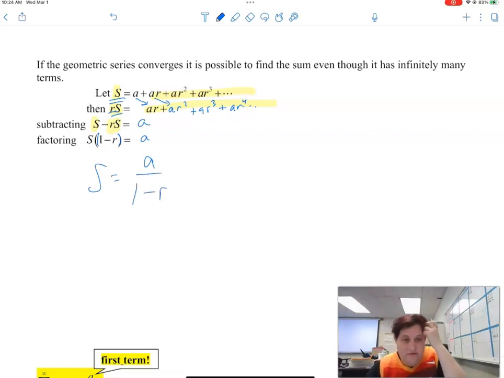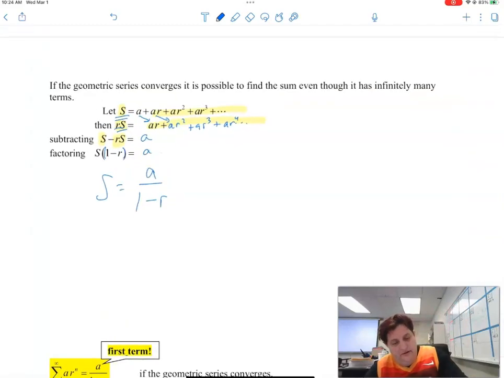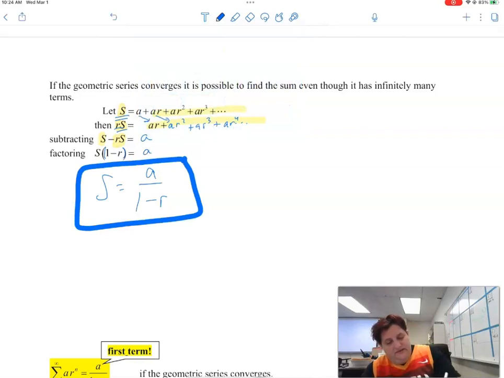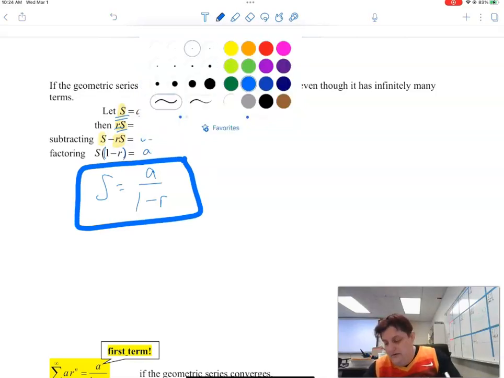Okay, if you've ever worked with sequences and series before, you'll kind of recognize that formula. If not, that's okay. We still want to know this formula though. That's the sum of an infinite series.